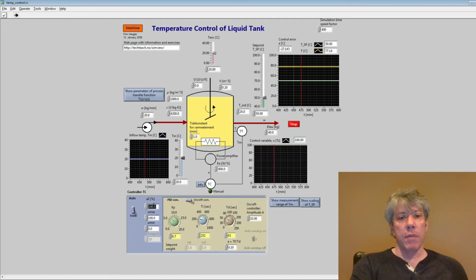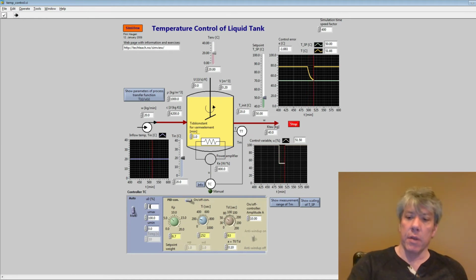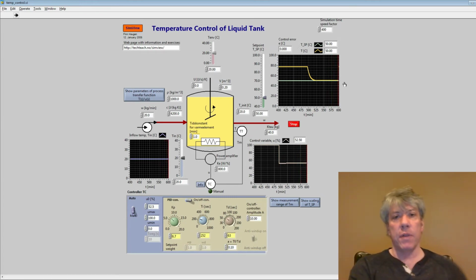But just like before, what I have to do is find the nominal control signal manually. And what was it, 52.5 I think, with nominal settings? Yeah, so 52.5% gives me the ideal setting so that the tank produces a 50-degree output. That's exactly what I want.